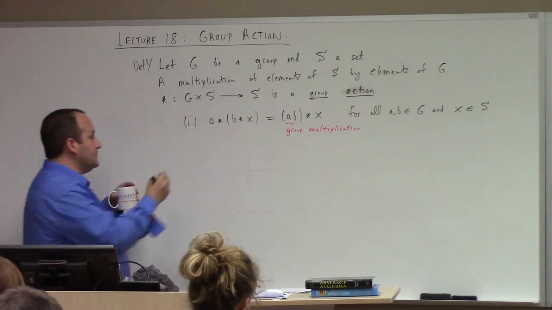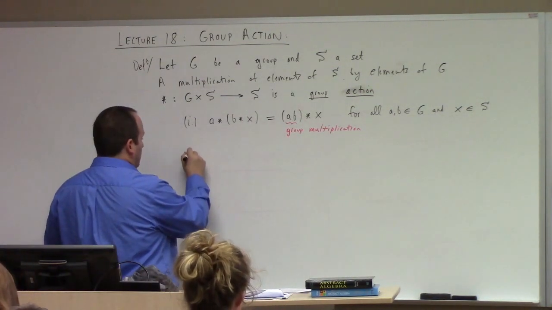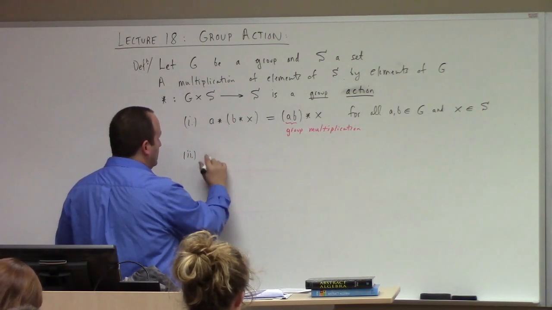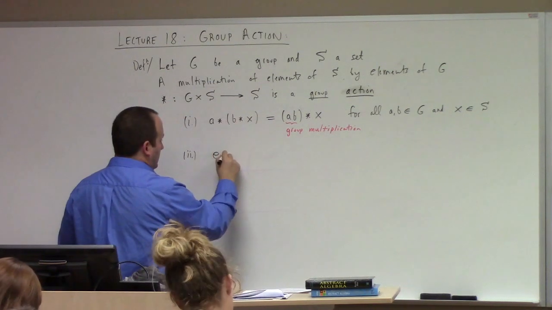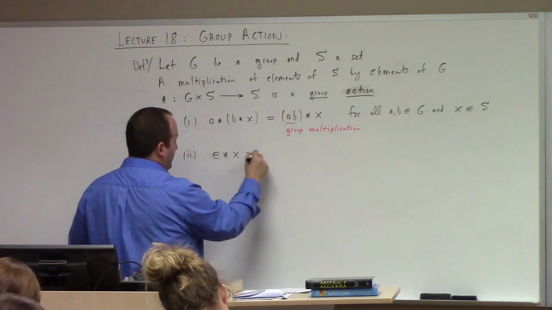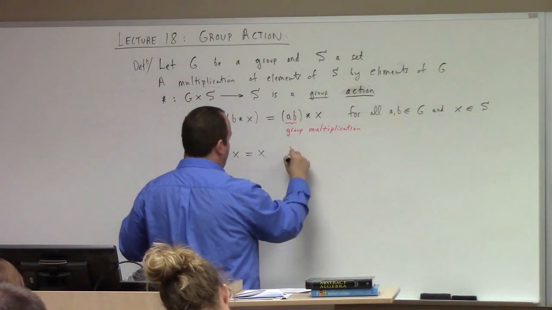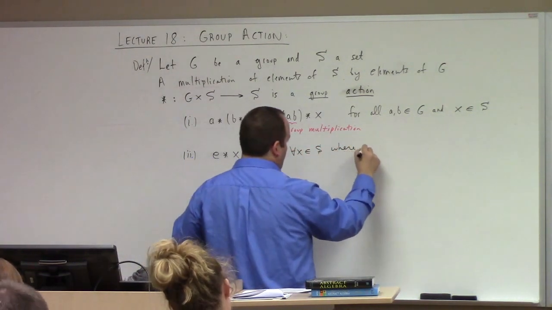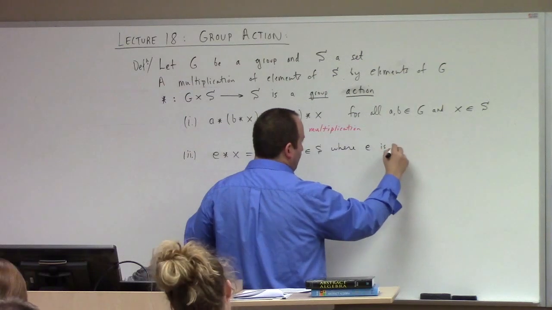And then the second thing is that E star X is equal to X for all X in S, where E is the group identity.